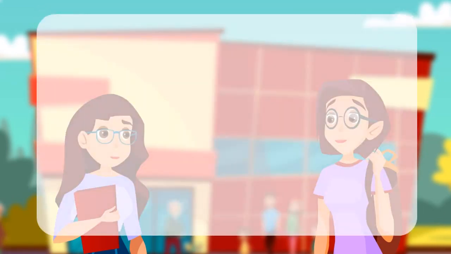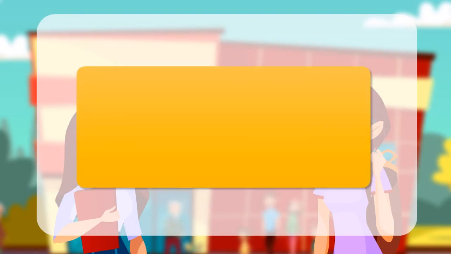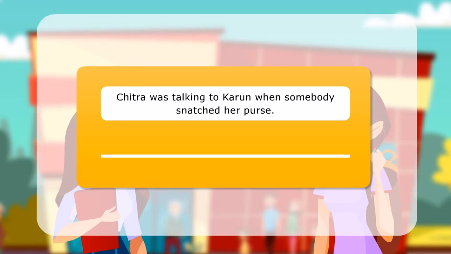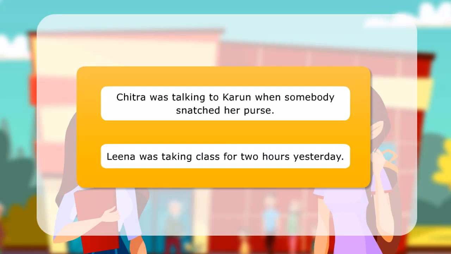Here are a few more examples of sentences with verbs in past continuous tense. Chitra was talking to Karun when somebody snatched her purse. Leena was taking class for 2 hours yesterday.